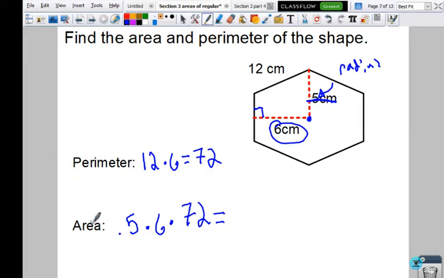What's on your calculator? 432. What? Did you remember the 0.5? Yeah, 0.5 times 12 times 6. That's 72. Times 6. I thought you had to double that. 216. 216. You don't have to double it?